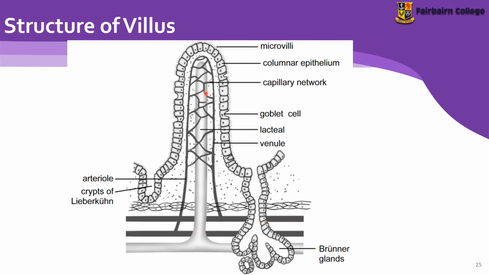We'll also notice that there's another structure here called the lacteal. This vessel is part of the lymphatic system, and this is where fats will be absorbed. So most nutrients diffuse into the blood vessels and are taken to the bloodstream. However, fats get absorbed into the lacteal, which gets taken to the lymphatic system.